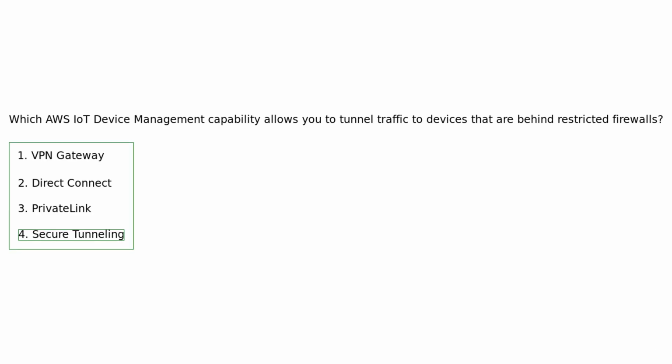AWS IoT Secure Tunneling allows you to establish bidirectional communication to remote devices over a secure connection even if they are behind restricted firewalls. This enables you to troubleshoot and manage devices without compromising your existing firewall settings.